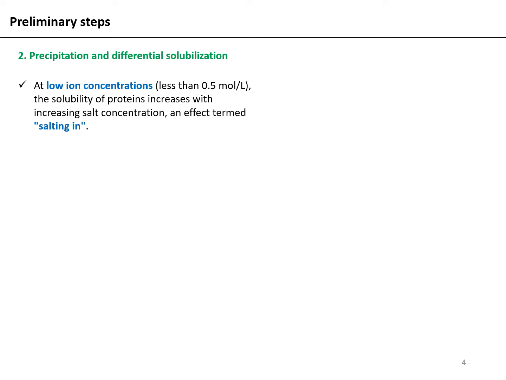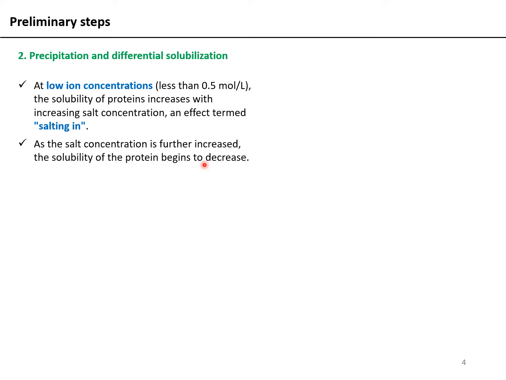So let's take a deeper look at how ammonium sulfate precipitation or salting out actually works. Let's look at its mechanism. At low ion concentrations, that is less than 5 moles per liter, the solubility of proteins increases with increasing salt concentration, an effect termed salting in. So salting in is the exact opposite of salting out, whereby you are increasing the solubility of your protein in the solution. Now, as the salt concentration is further increased, the solubility begins to decrease.